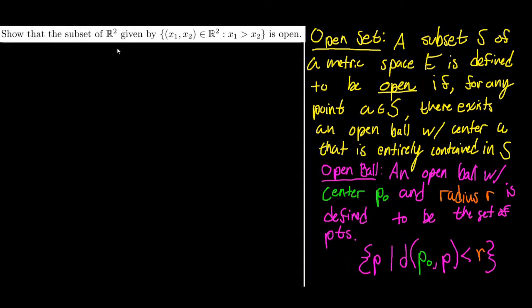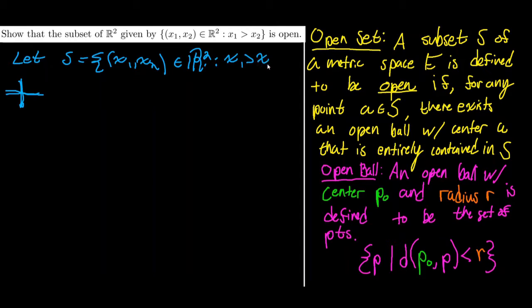Show that the subset of R2 given by the set of (x1, x2) in R2 such that the first component x1 is strictly greater than the second component x2 is open. Okay, so they're asking us to show that this set, which we'll call S for short, is open. Let S equal this set of (x1, x2) in R2, and we can think of R2 as just the coordinate plane, which is especially helpful in this particular problem, such that x1 is strictly greater than x2. And we want to show that S is open.